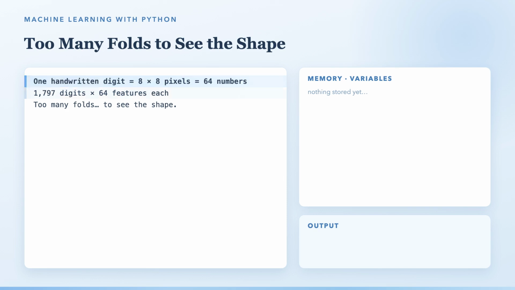Can you still see the shapes? Neither can Kiko. This is the quiet trouble with many features. Too many folds, and the shape disappears. We need fewer numbers that still tell the same story. That is exactly what PCA does.